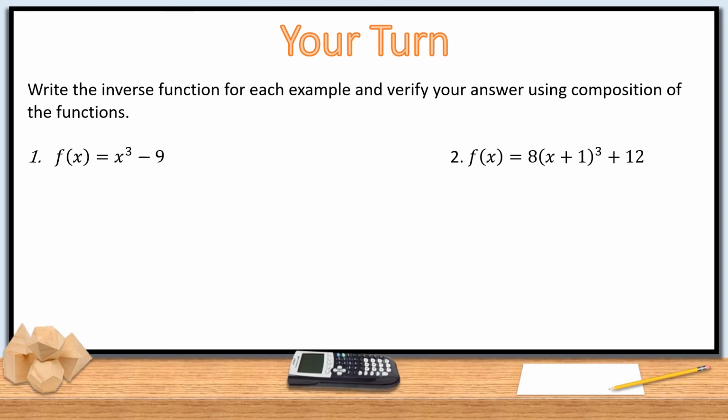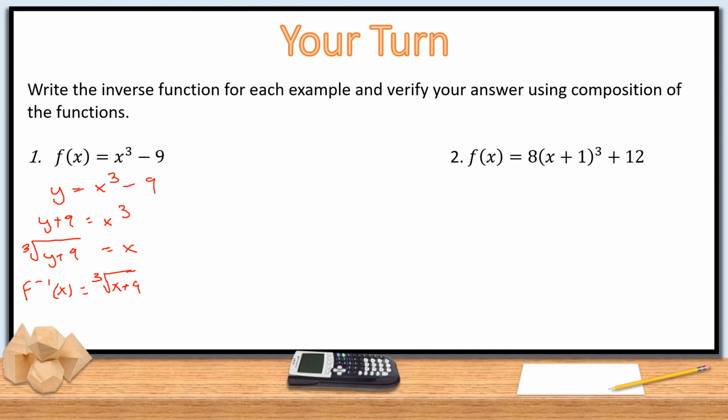Okay, so first one, x cubed minus 9. We got y equals x cubed minus 9. Add 9 to both sides. Y plus 9 is equal to x cubed. Cube root both sides. Cube root of y plus 9 equals x. Switch x and y and do your inverse function. So we get cube root of x plus 9.